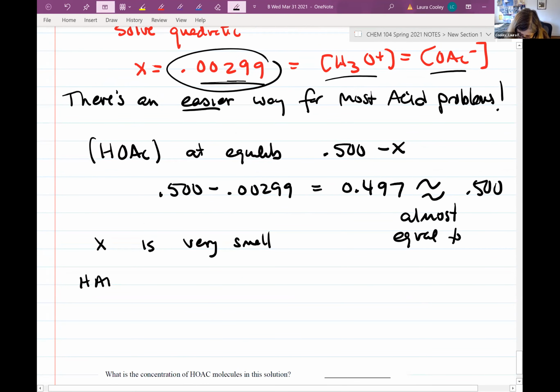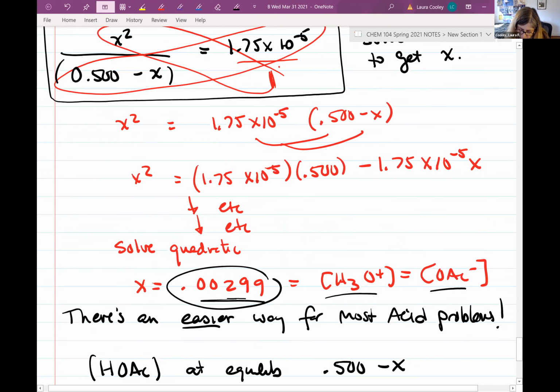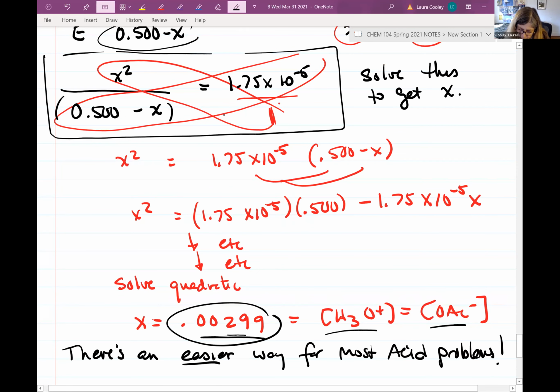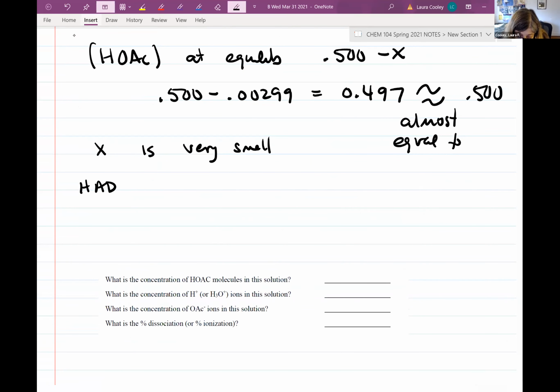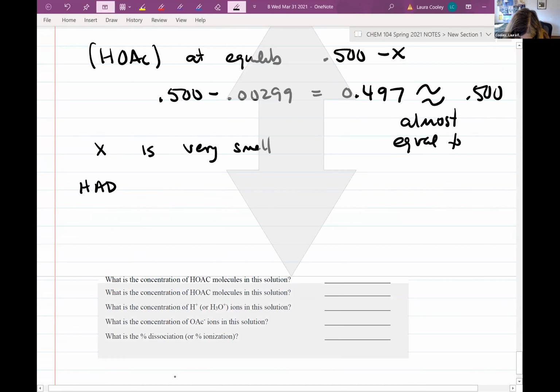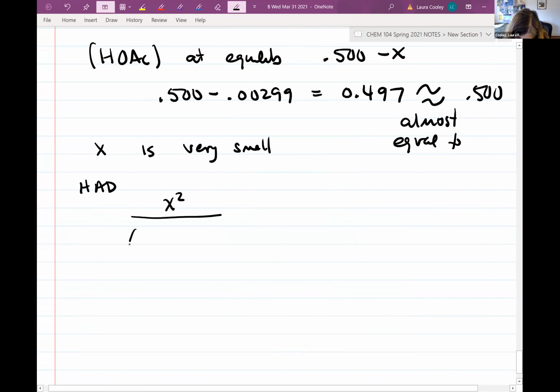So this is the equation we solved: X squared over 0.5 minus X equals the Ka. Okay, so the thing is that X is so small compared to the initial concentration. And that's because the Ka is small, because this reaction does not go forward very much.